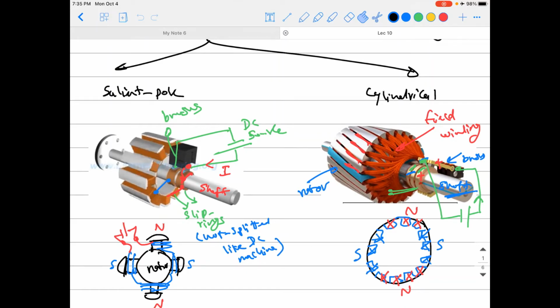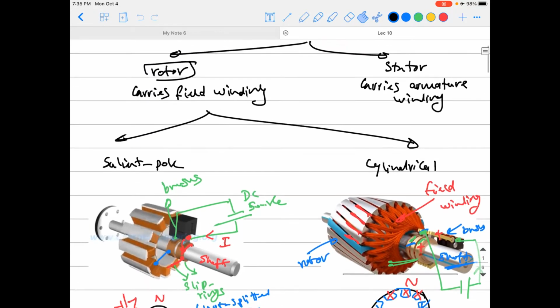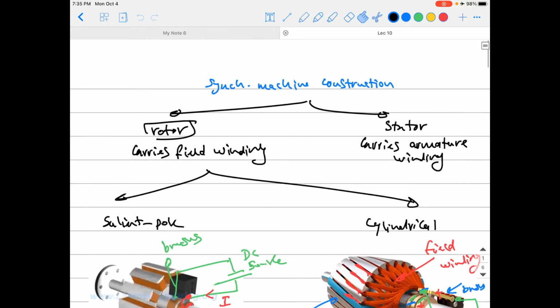Hello everyone, and welcome back to NL 582, Modeling and Control of Electric Machines and Drives. In our last lectures, we started talking about the construction of synchronous machines.